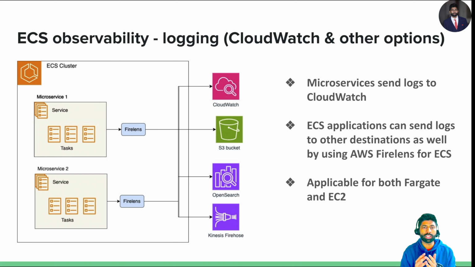Now, all the logs generated from these microservices or the tasks are fed to CloudWatch by adding a simple configuration in this service. However, ECS applications can also send logs to other services such as S3, OpenSearch, or Kinesis Firehose by using AWS FireLens. FireLens is a container log router for Amazon ECS and AWS Fargate, which gives you extensibility to use the breadth of services at AWS or third-party solutions for log analytics and storage. FireLens works with Fluentd and Fluent Bit.